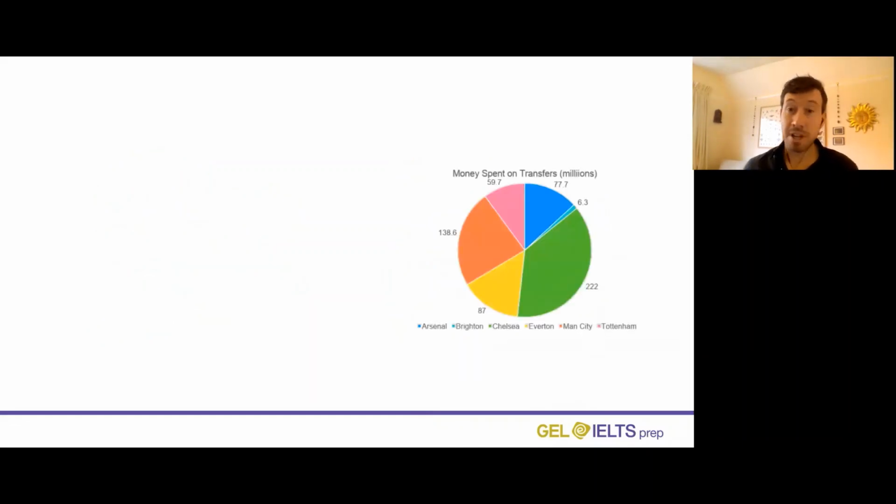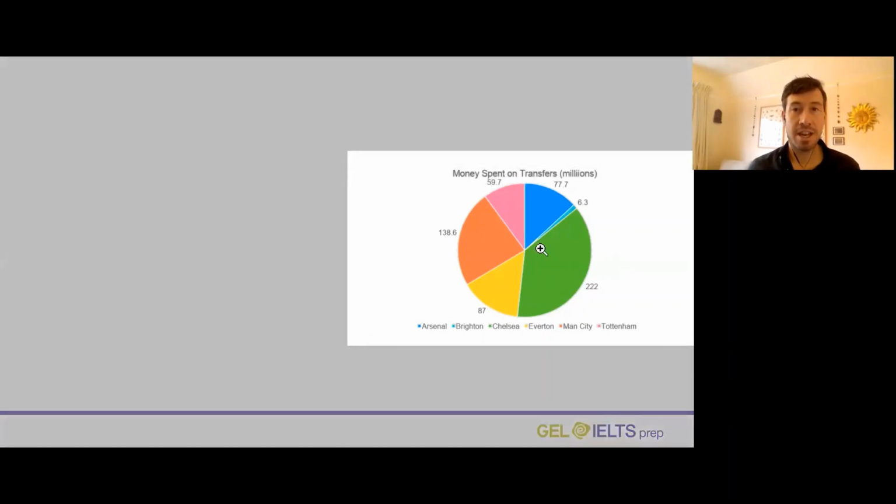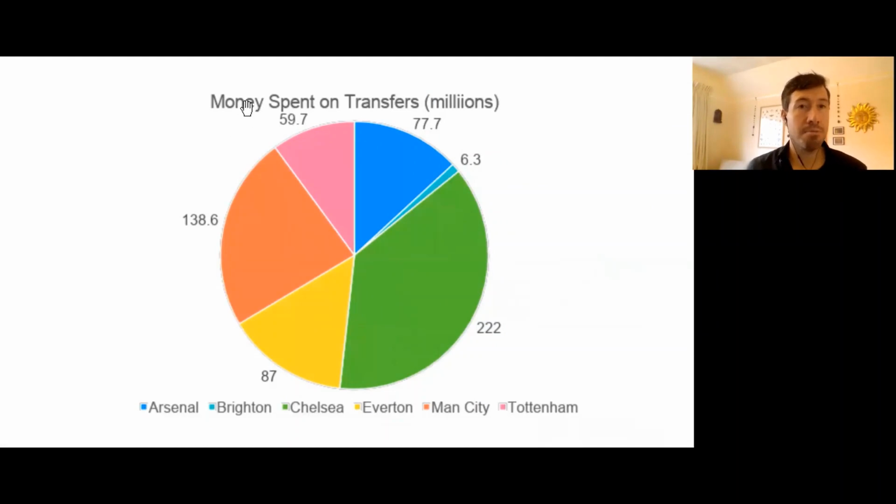Okay, well, we're going to have a little bit of practice with some of that vocabulary we looked at on the previous slide. So here we can see a pie chart, and it's talking about money spent on transfers in millions at 6 different clubs. Arsenal is the blue, Brighton is the little blue one here, Chelsea is the green, Everton the yellow, Man City is the red, and Tottenham is the pink. And the numbers around the side are how many millions they've spent. So Chelsea have spent 222 million on players.